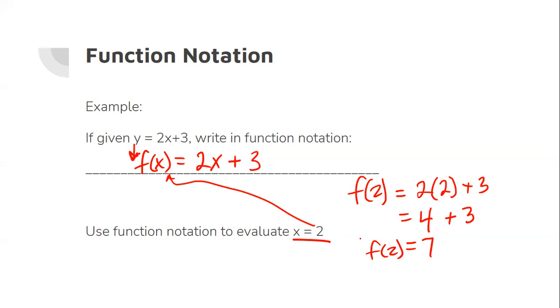So this is my result in function notation. I can write this as an ordered pair by writing 2, 7. So those are our 3 types of notation: set, interval, and function notation.